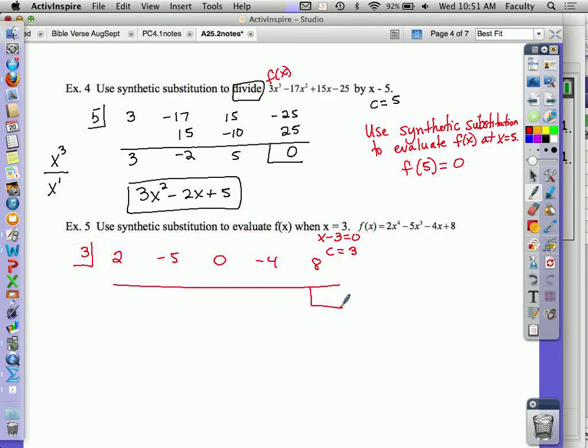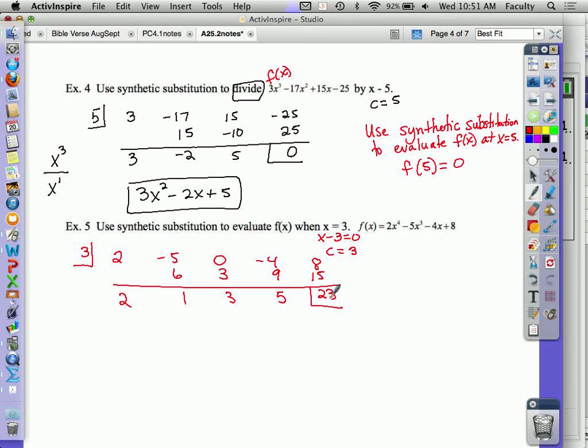Alright, so let's see. This was our third one now. Let's see if we're getting the hang of it. Bring down the first number, so it's a 2. 3 times 2 is 6. Add the column. 3 times 1 is 3. Add the column. 3 times 3 is 9. Add the column. 3 times 5 is 15. Add the column.